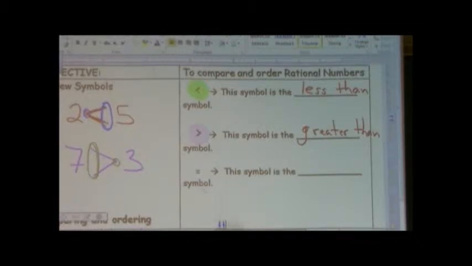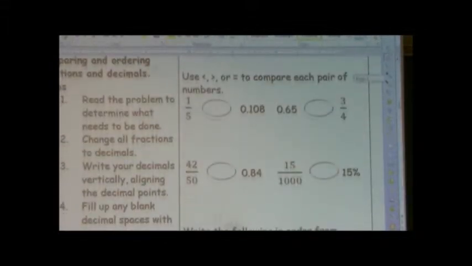And then we all know the other symbol that we use in math almost every day, and that's the equal sign, right? This symbol right here. So we're going to write that in our notes. That's the equal sign. Equal symbol. Now, if I scroll down, we're going to compare a fraction and a decimal.